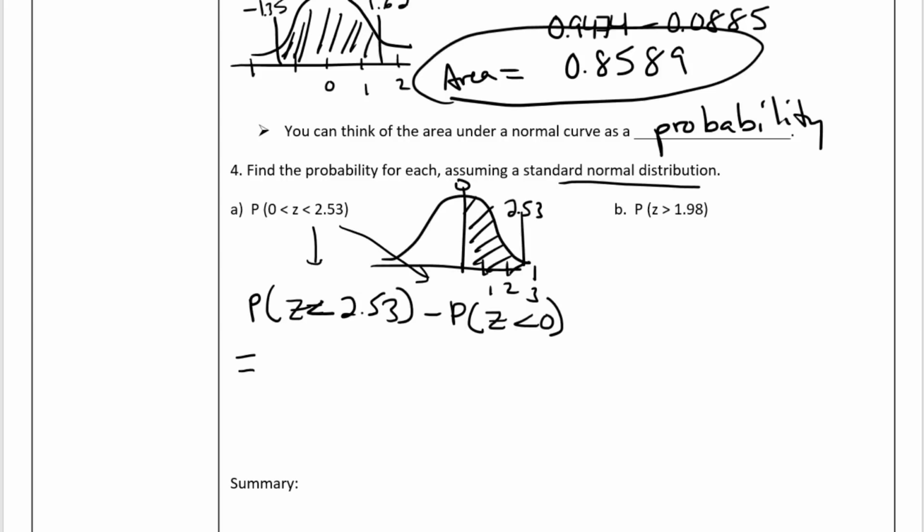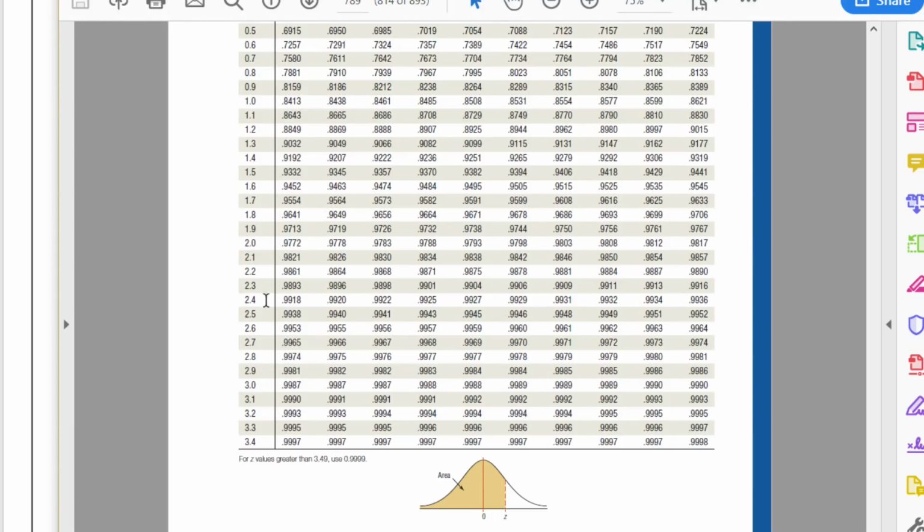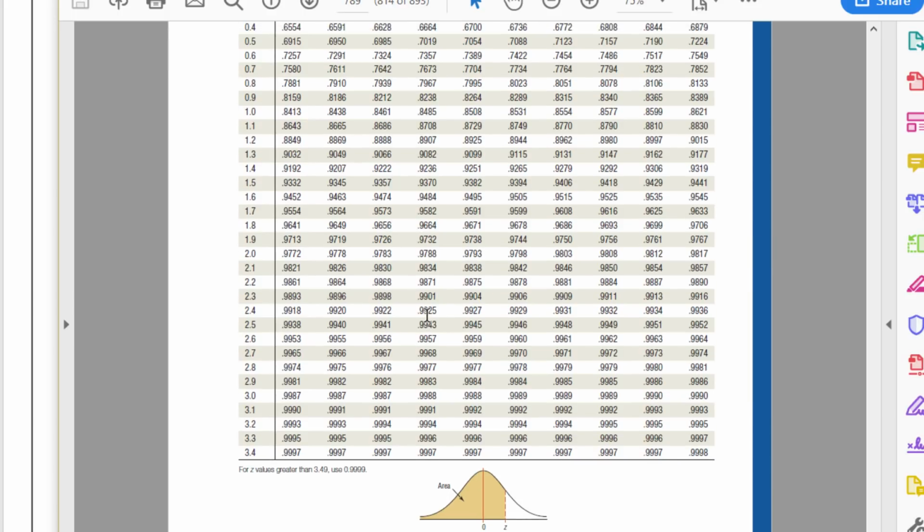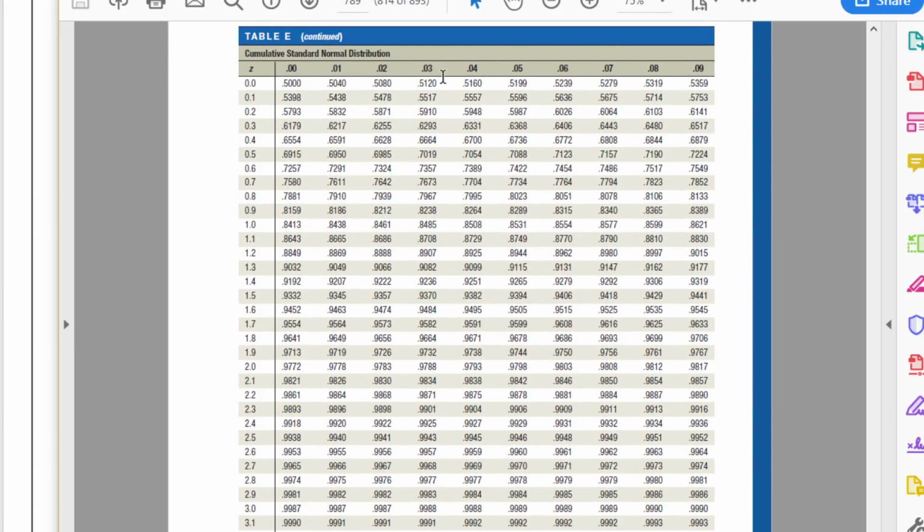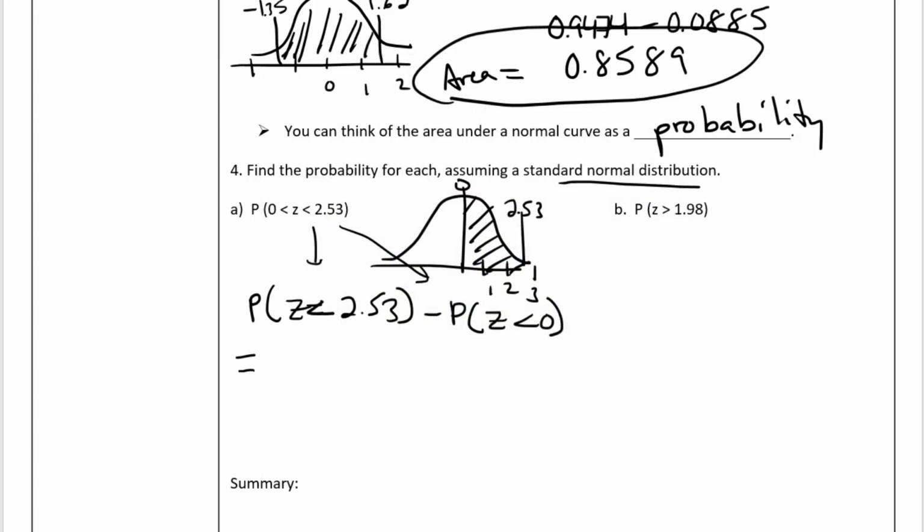So the probability that z is less than 2.53. Then we're going to look at 2.53: 2.5, 0, 1, 2, 3. This is 2.53, right? Yep, 2.53 is 0.9943, and then for z is 0 is 0.5. So 0.9943 minus 0.5. And that's going to give me 0.4943.